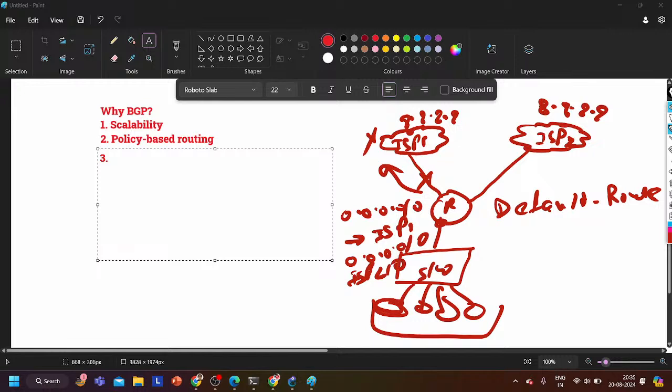So what will happen in this scenario? If ISP1 goes down, then your router will automatically shift traffic towards ISP2. That is fine. We can achieve failover. But can I achieve load balancing here? No.